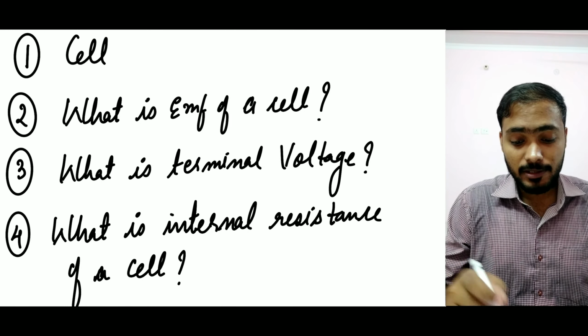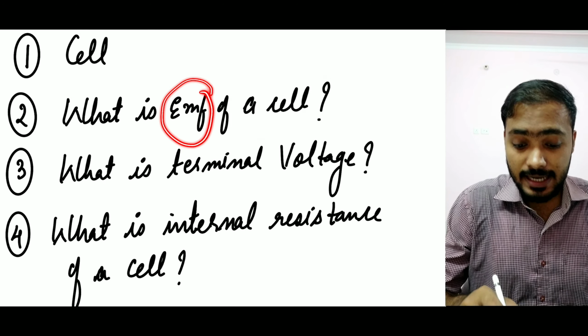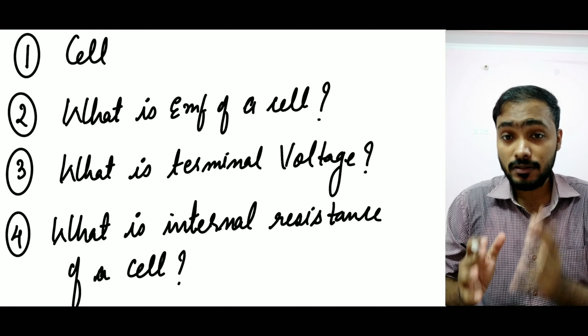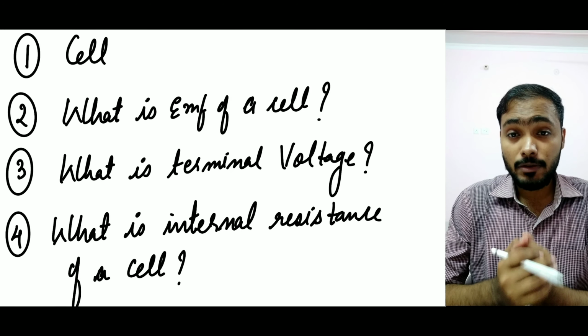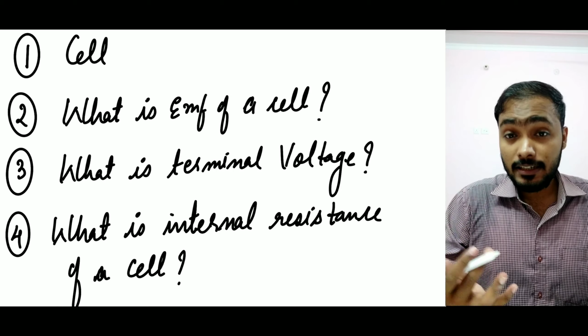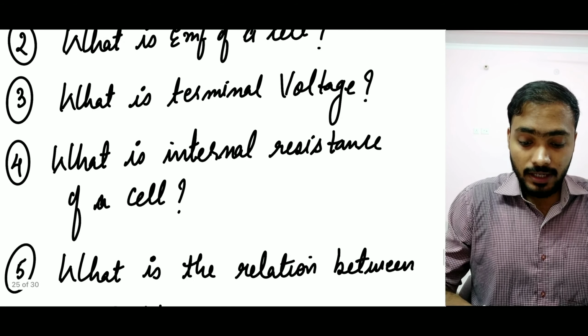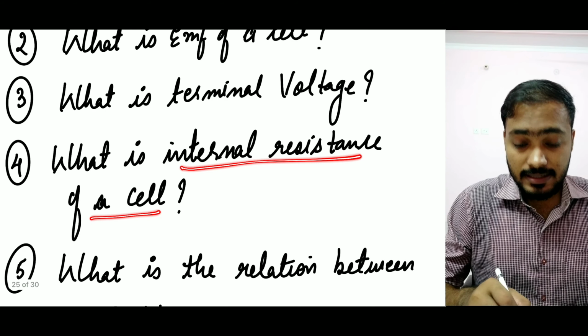Now what is a cell? We'll talk about what is EMF of a cell. Now EMF is a technical term which is used for cell. We'll try to find out what is EMF of a cell. We'll try to find out what is the terminal voltage and the difference between terminal voltage and EMF of a cell. Finally, we'll talk about internal resistance of a cell.